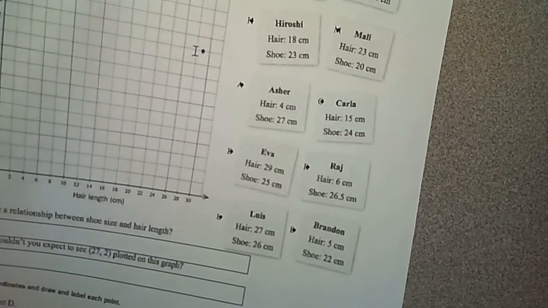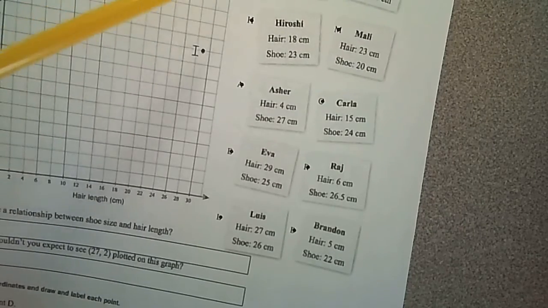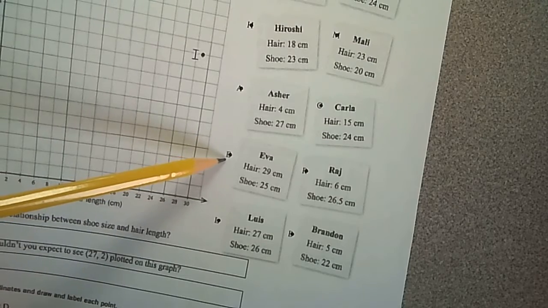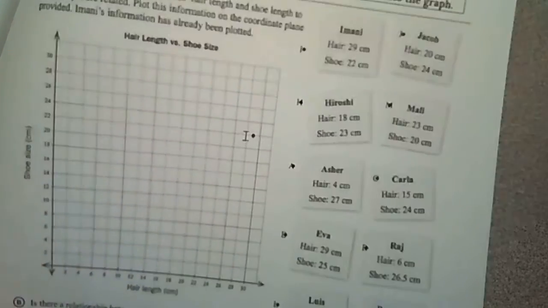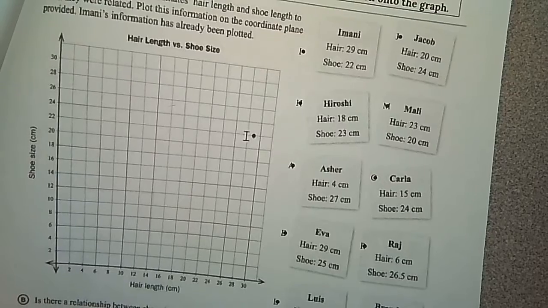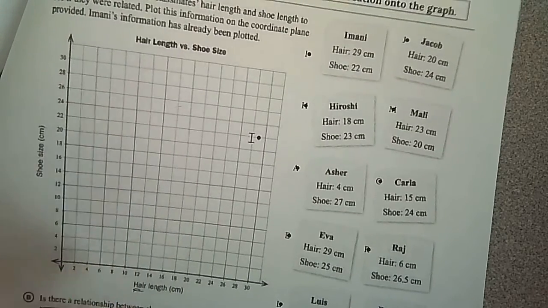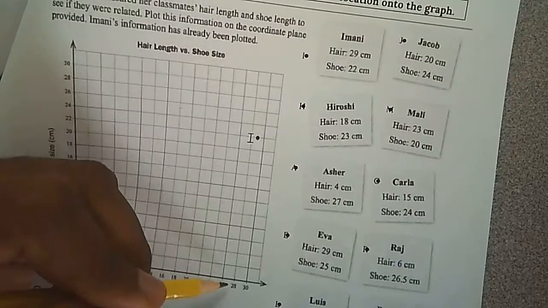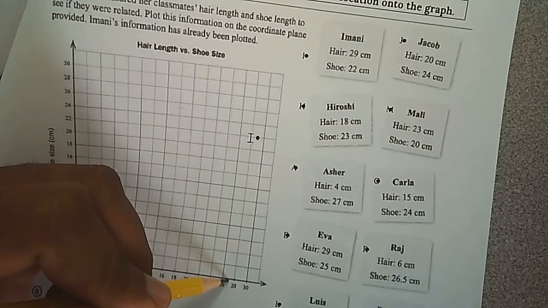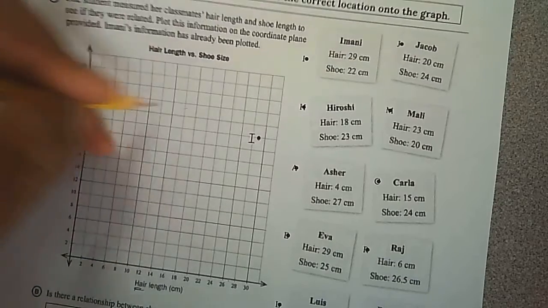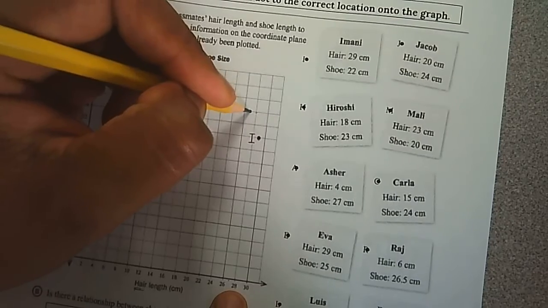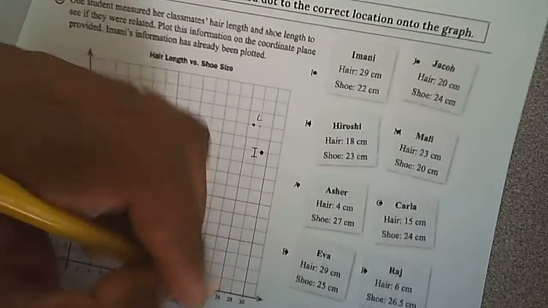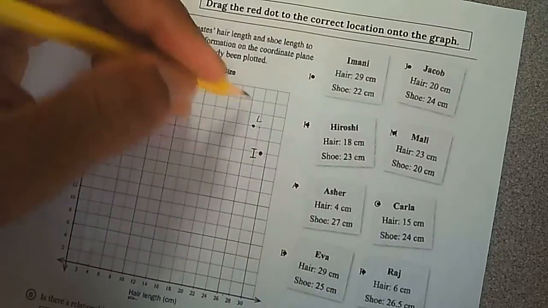Over here, it didn't print quite as pretty as it looks in Google Docs, but you have a dot and a letter. So that's E, L, B, R. It goes with the first letter of the name, and you should be able to put those there. So where are we? This is her length, and I'll go with Louise. Her length is 27, shoe size is 26. It looks like Louise should be about there, 27 and 26.